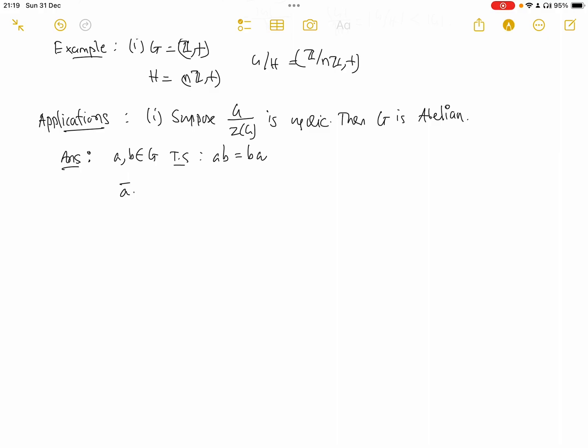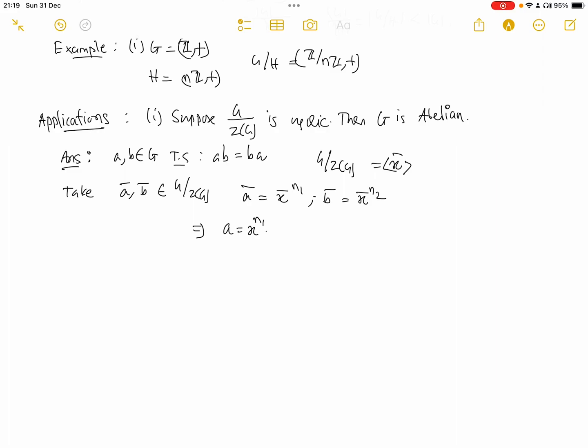Now you may take A bar and B bar inside this quotient group, and because this quotient group is cyclic, let's fix the generator, say X bar. Then A bar will be X bar power n1 and B bar will be X bar power n2. So it means A is X to the n1 times some element of the center, let's call it A prime, and B is X to the n2 times some element B prime of the center.